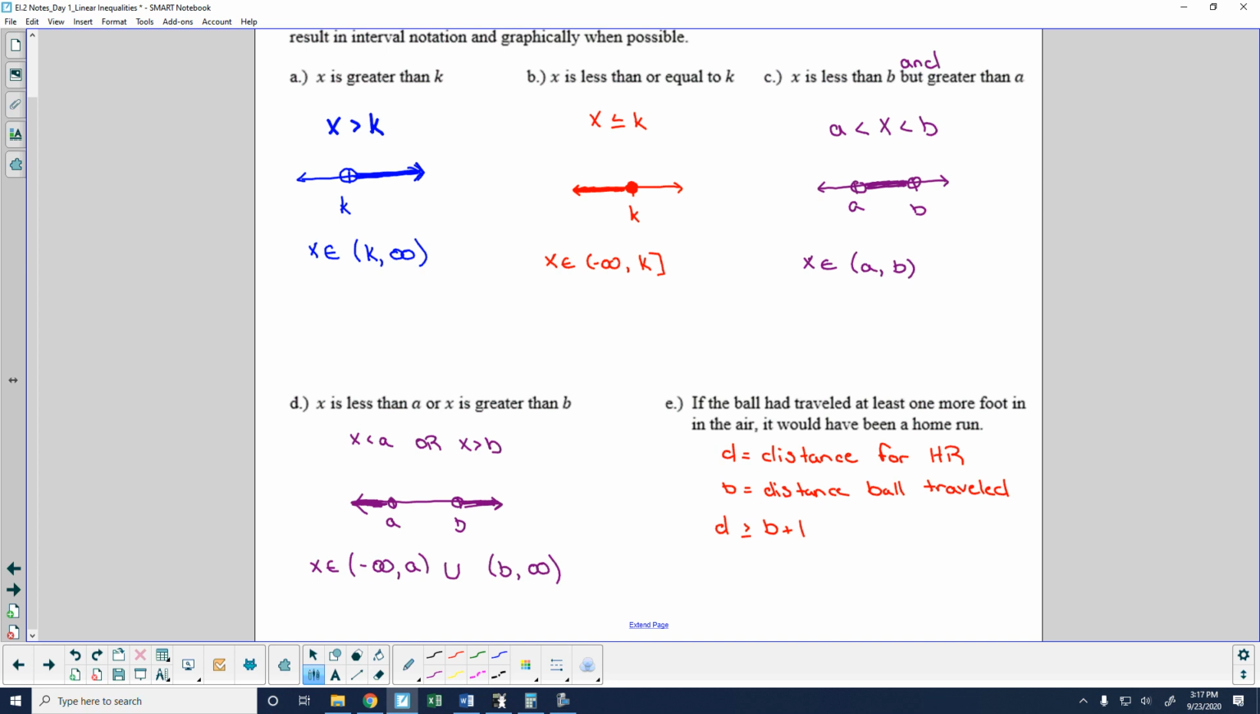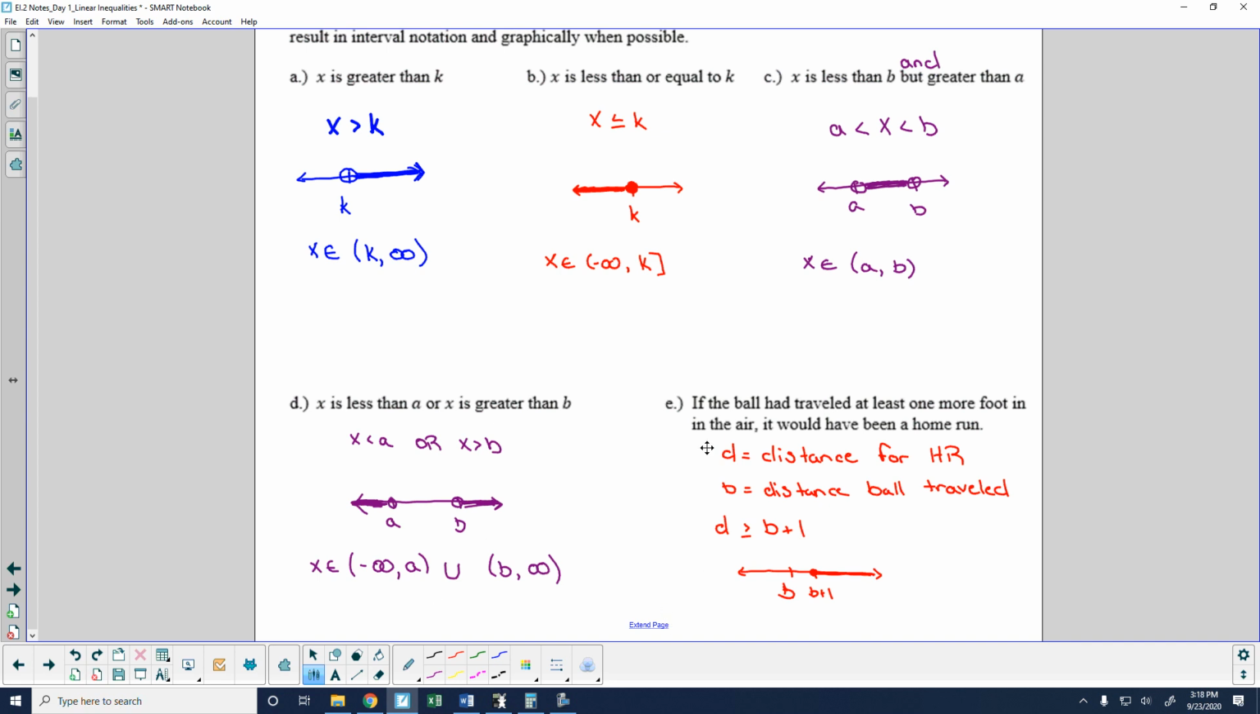So how can we represent this on a graph? Let's let B be on that graph. But B's not far enough. So let this be B plus 1 on the graph. B plus 1 would be a closed circle here because B plus 1 is far enough for a home run. And then it would be shaded to the right.